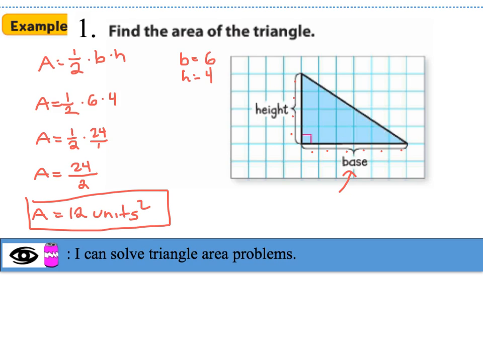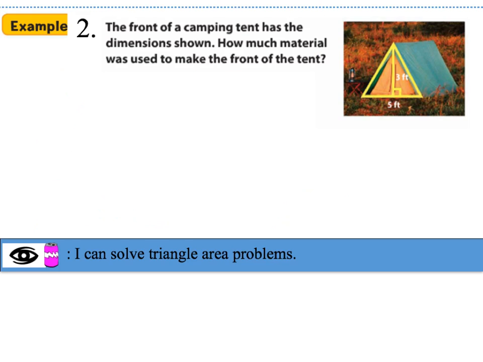If you go ahead and count all the blue squares that are inside of this triangle, you're going to find that you have 12 units of those blue squares as well. For example 2, it says the front of a camping tent has the dimensions shown. How much material was used to make the front of the tent? So in this problem, here's the triangle that they're giving us.